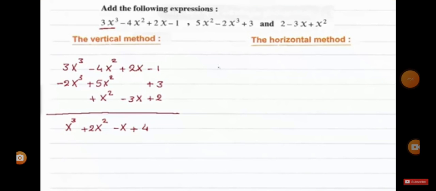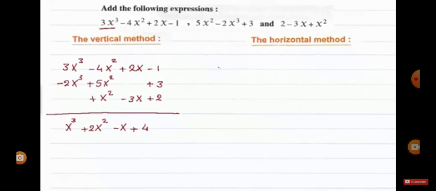New example: add the following expressions. 3x power 3 minus 4x power 2 plus 2x minus 1. Second expression, 5x power 2 minus 2x power 3 plus 3. Third one, 2 minus 3x plus x power 2. Then, with the vertical method, I put the first expression with arranging. First, I begin with the highest power: 3x power 3, negative 4x power 2, plus 2x minus 1. It's arranged already, okay?